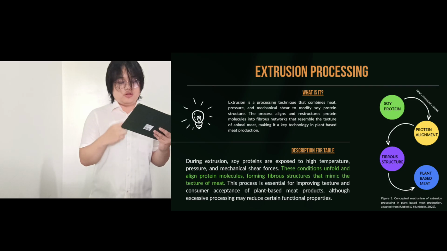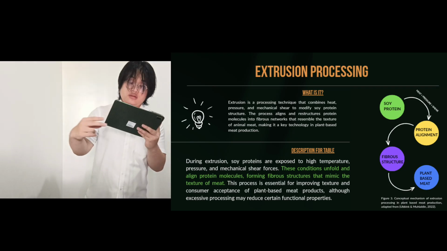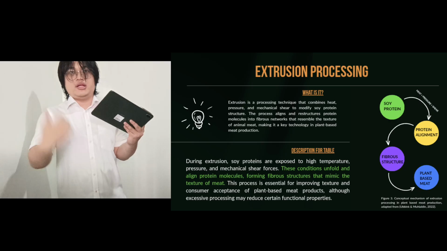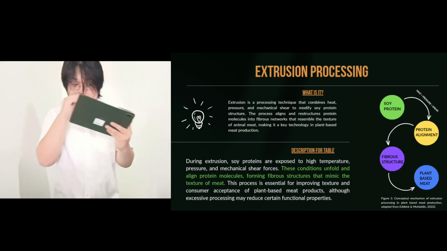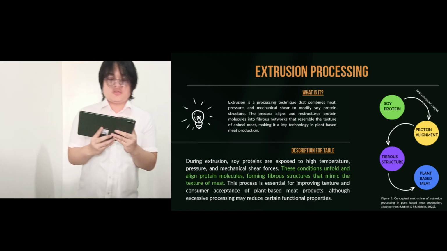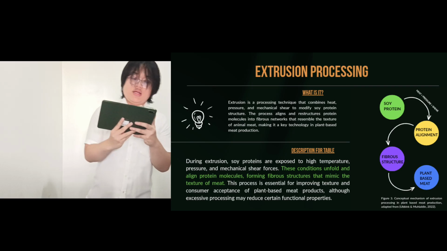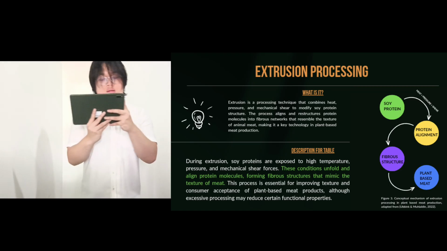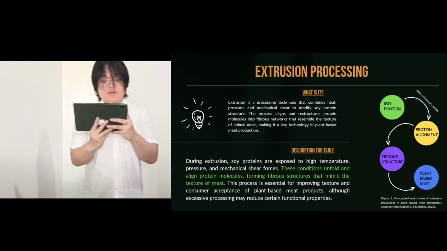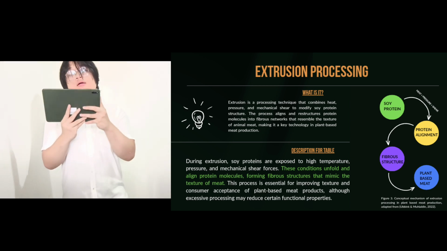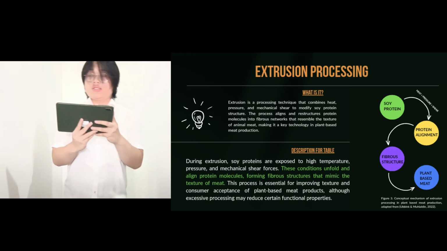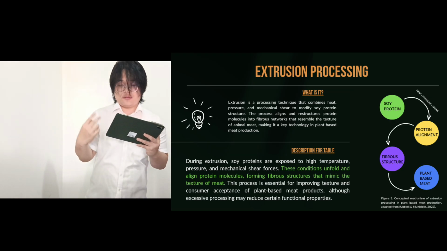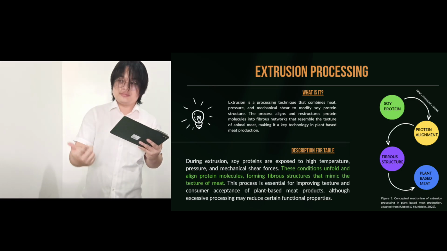Like I've mentioned before, if you're looking at the diagram over there, this condition unfolds proteins and aligns them into organized fibrous structures, particularly similar to how the heat treatment and pressure mechanisms work. And then as shown in the diagram, soy protein is transformed into aligned protein networks, creating a texture that closely resembles animal meat. This fibrous structure is one of the main reasons extrusion is widely used in commercial meat analog manufacturing. However, these conditions must be carefully controlled because excessive treatment, as I've mentioned before in heat treatment, could potentially reduce functionality, because, of course, this extrusion method combines heat treatment, pressure, and shear.